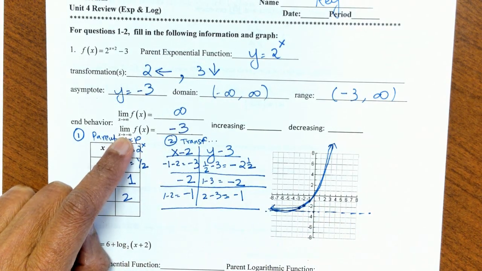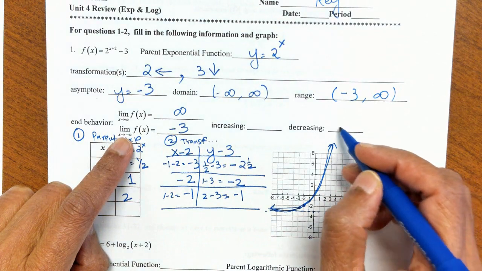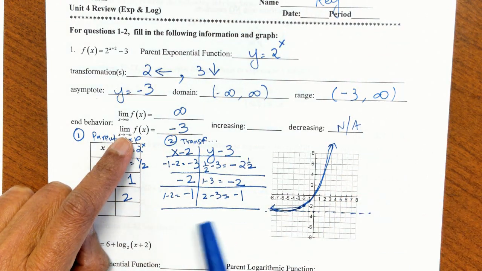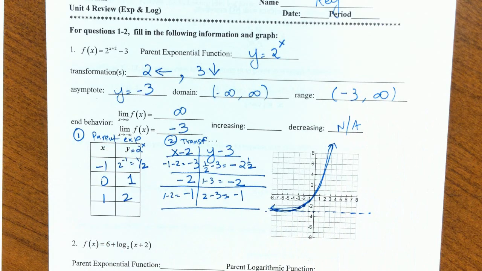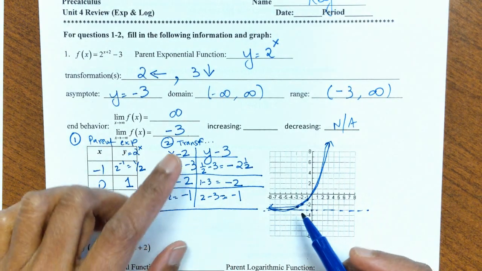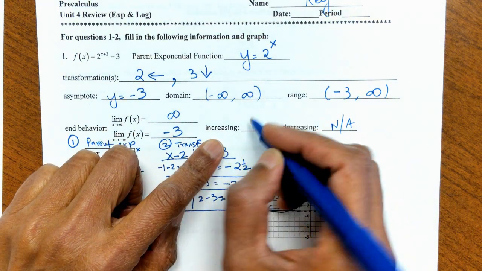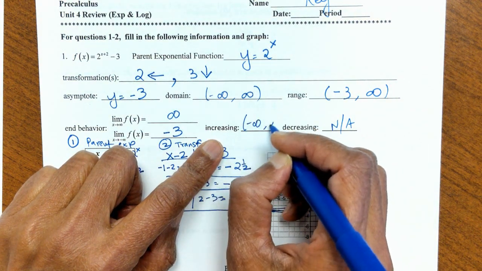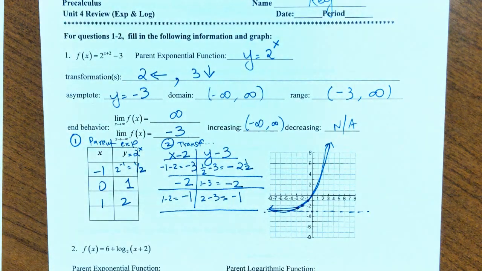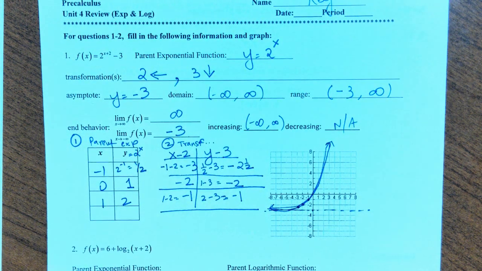And there's no decreasing. The whole way it is increasing, right? So this roller coaster is only going up. And remember, increasing, decreasing, you read the x value. So this is negative infinity to positive infinity. So that's your first graph. This is an exponential graph. Okay. Now let's look at graph number 2.